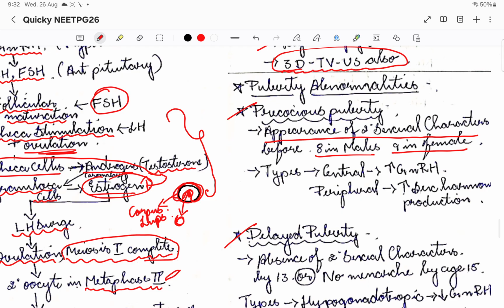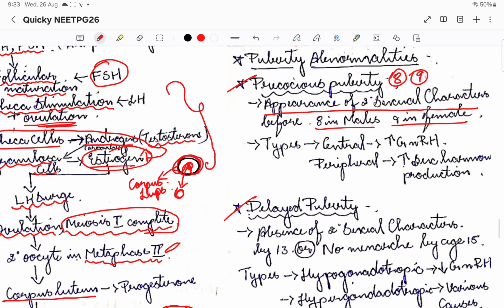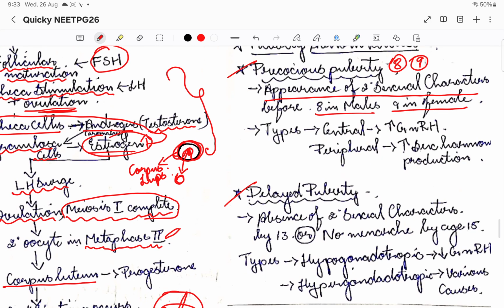So precocious puberty is basically appearance of secondary sexual characters very early, like within 8 years in males and in 9 years only in females. So what is happening is a very early puberty. Okay, so there are two causes that might have caused precocious puberty: one is the central cause, the other the peripheral cause.